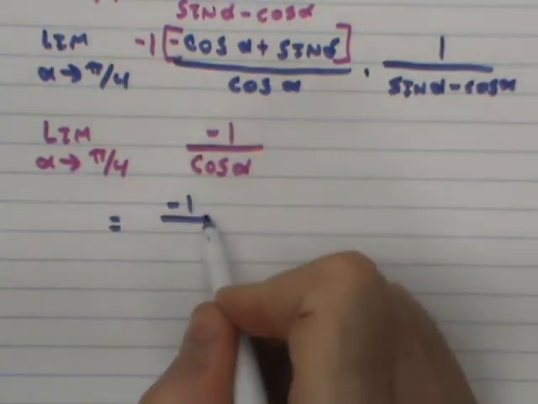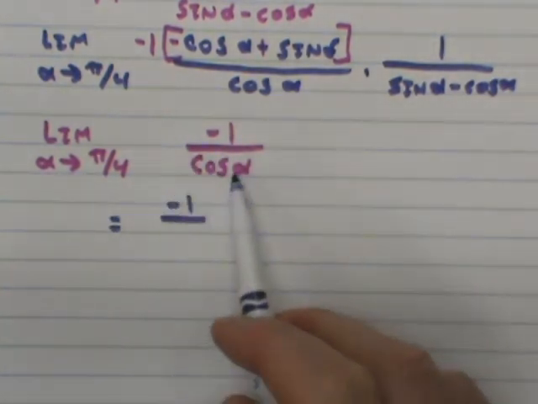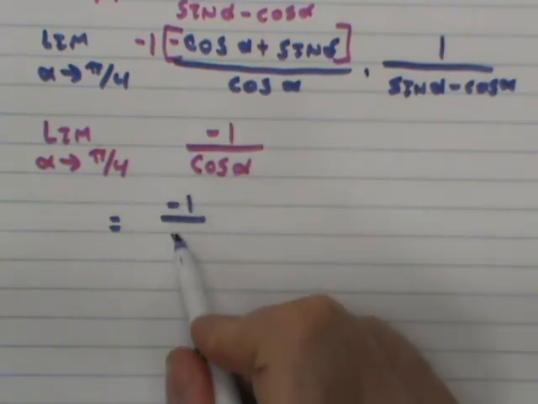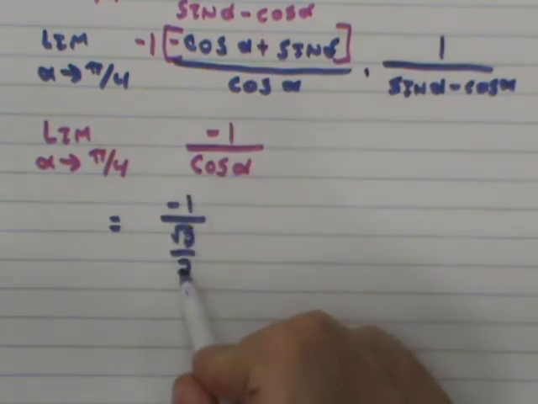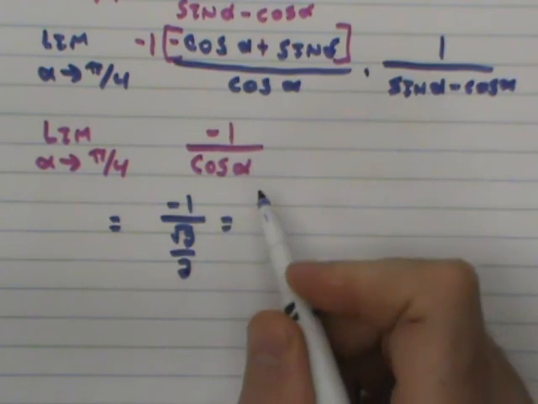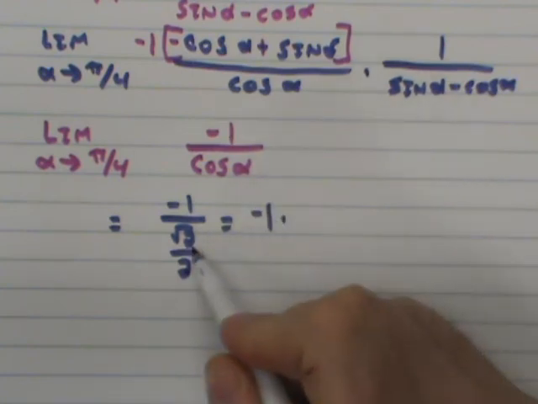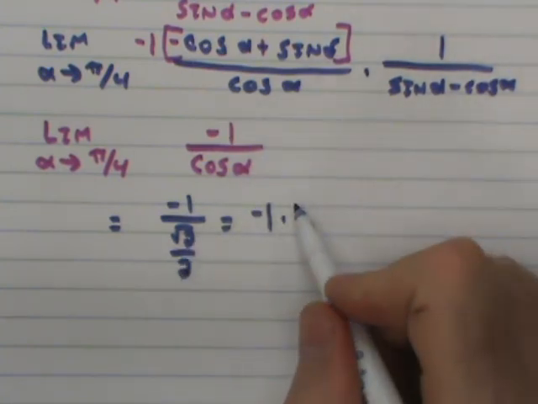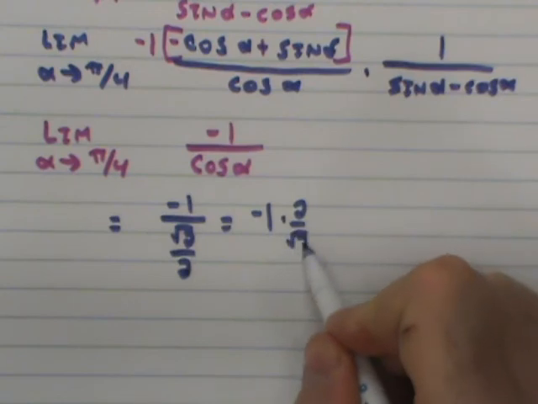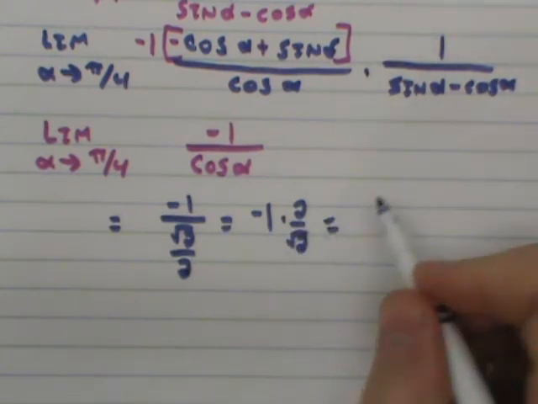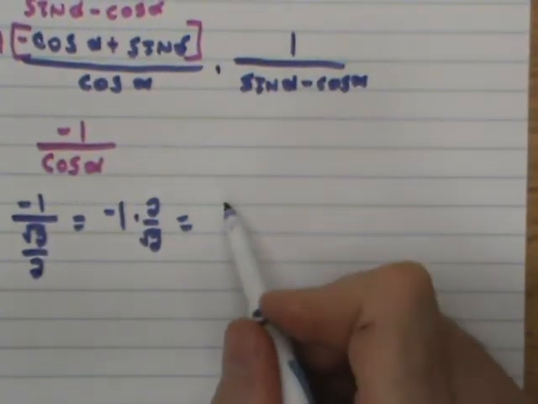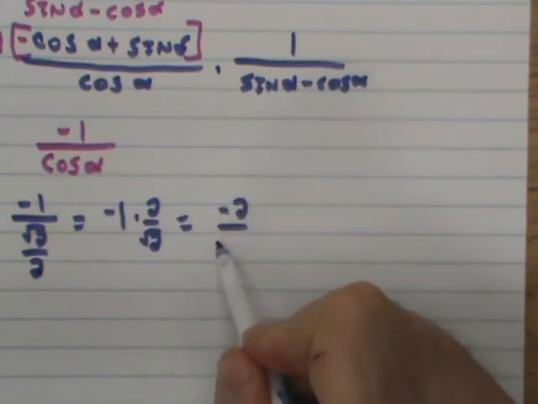negative 1 over, now I know that cosine of pi over 4 is rad 2 over 2, which could be written as negative 1 times the reciprocal of this denominator, 2 over rad 2. And then I could write this as negative 2 over rad 2.